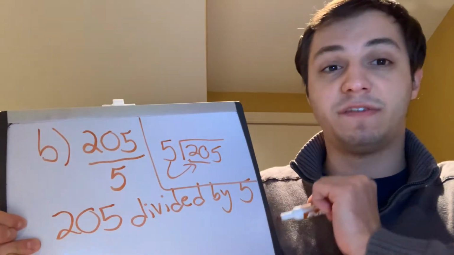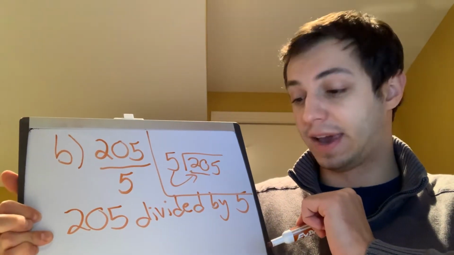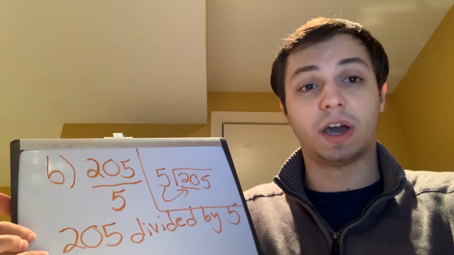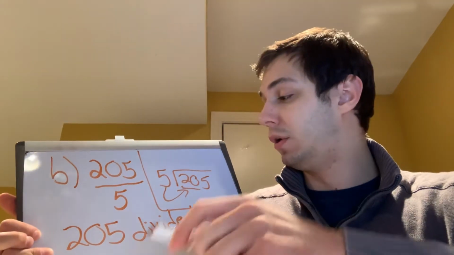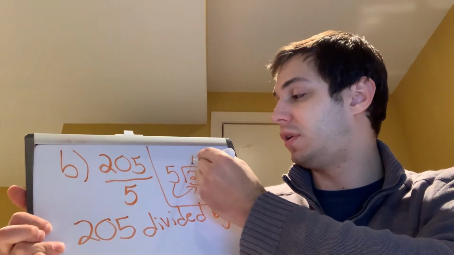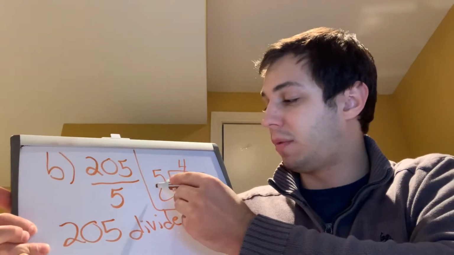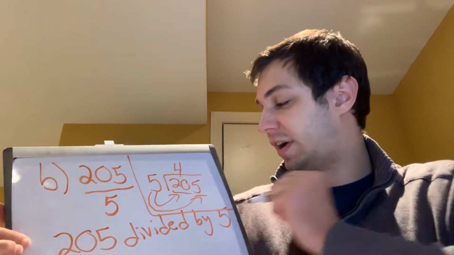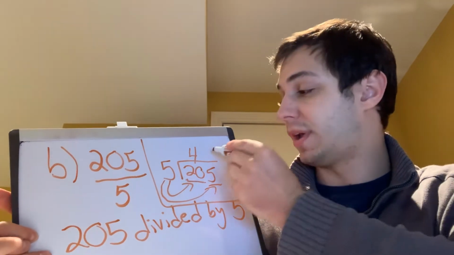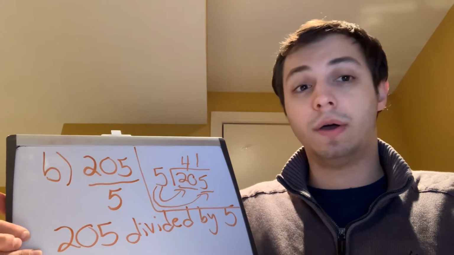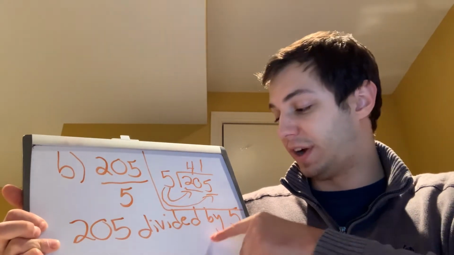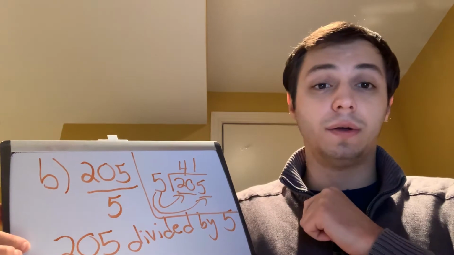Can 5 be divided into 20? Yes, it can. How many times? We can skip count by 5s. 5, 10, 15, 20. So 4. So right above the 0, I'm going to put a 4. Now I'm going to see if I can divide the 5 into 5. Yes, I can. Right? How many times? Once. So my answer is going to be 41. So 205 divided by 5 is 41. So you guys can pause the video now, and then I will see you in part 3.